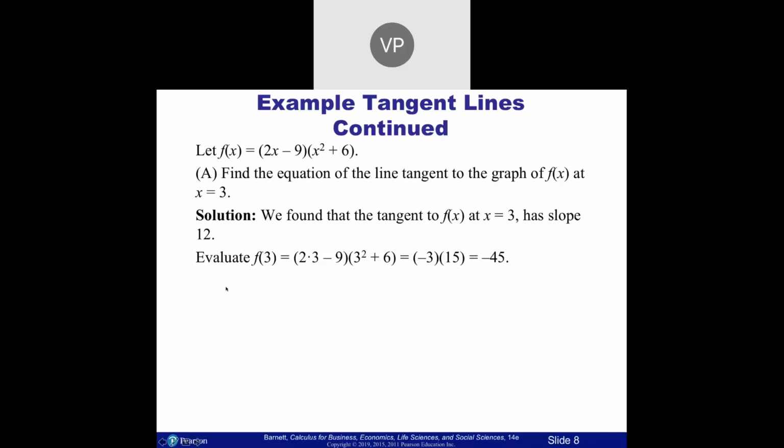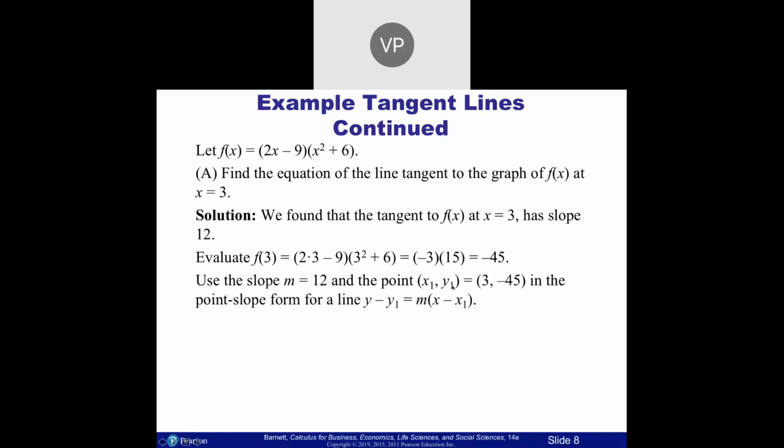Okay, so in this case they plug it in, you get a negative 45. So we have a slope of 12. We have a point of (3, negative 45). You use the point slope form right here, and plug in the negative 45. Plug in the 3. Plug in the 12. Clean it up, and then you get the equation y equals 12x minus 81. That's the equation of this tangent line right here.